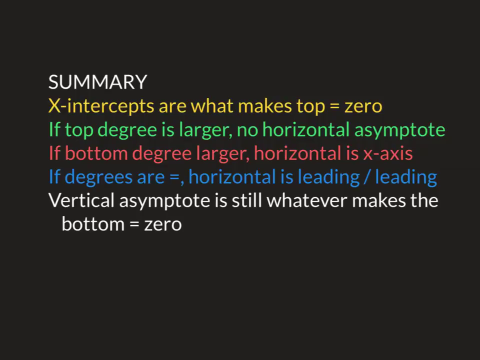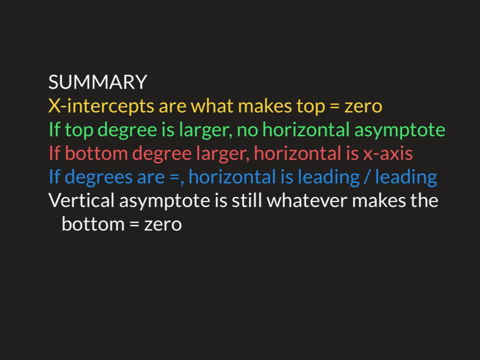Okay, one quick summary here and we're done. It's been a little bit long today. First of all, x-intercepts are what makes the top 0. I didn't make a big deal of it, I should have, but whatever makes the numerator 0 is where it crosses the x-axis. The reason we didn't make a huge deal about that is because we're using the table function on the calculator, and they show up anyway, so it's not a humongous deal. If you had to do all this by hand, that would be a big deal.